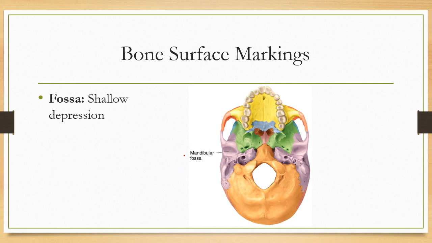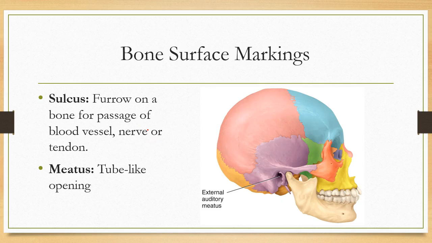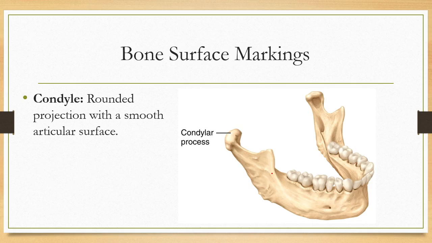Fossas are shallow depressions. We'll see a few of these. So mandibular fossa, this is where the mandible or the lower jaw articulates. Sulcus is going to be a furrow or another narrow passageway. Meatus, we mostly focus on the external auditory meatus, so this is for the ear canal, if you will. Condyle, so a rounded projection.